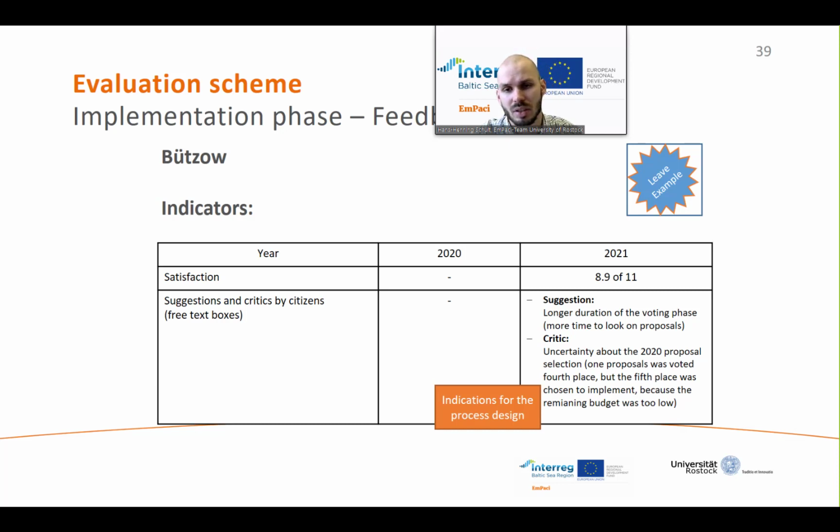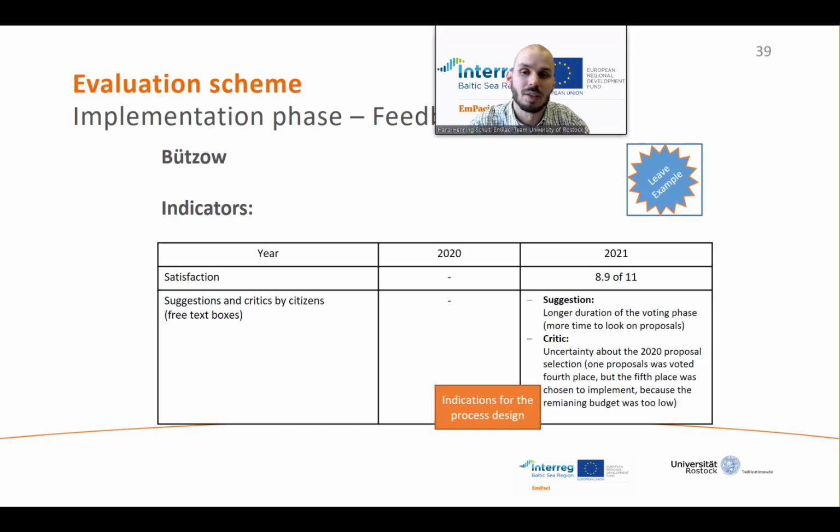Another critical point is the uncertainty about the 2020 proposal selection, because some citizens didn't understand how the proposals were selected. In 2020 there were 30,000 euros, and the citizens voted on the proposals, and there was a ranking. After the first three proposals were chosen, there was a fourth one which had the maximum amount per proposal, 10,000 euros, and should have been done by the ranking.